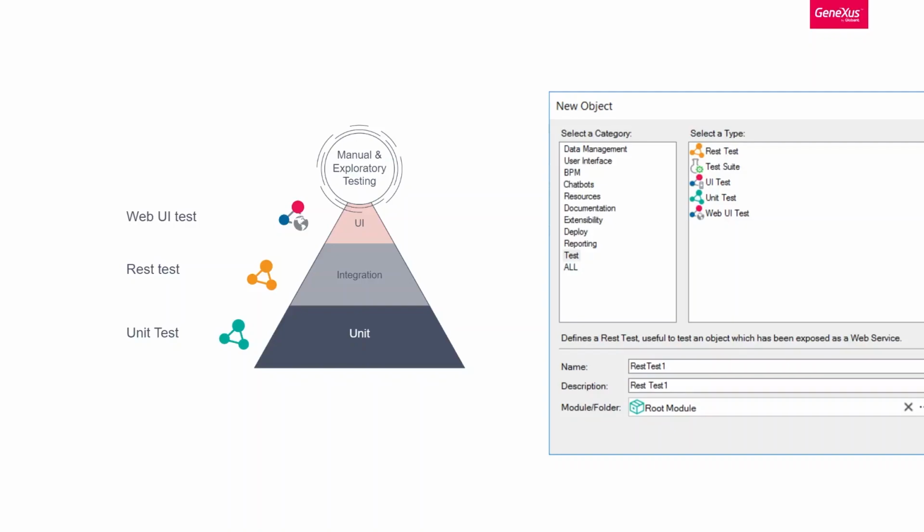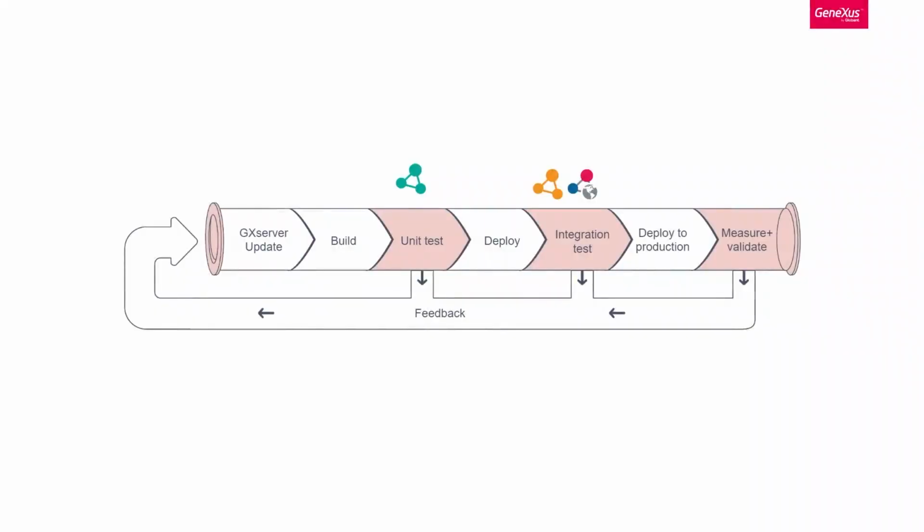User interface tests in GeneXus are implemented with the Web UI Test object or the UI Test object for mobile. You also have available a test suite object in which it is possible to group different kinds of tests. The automated tests will be added in the pipeline to check the application behavior after each change in the different environments.